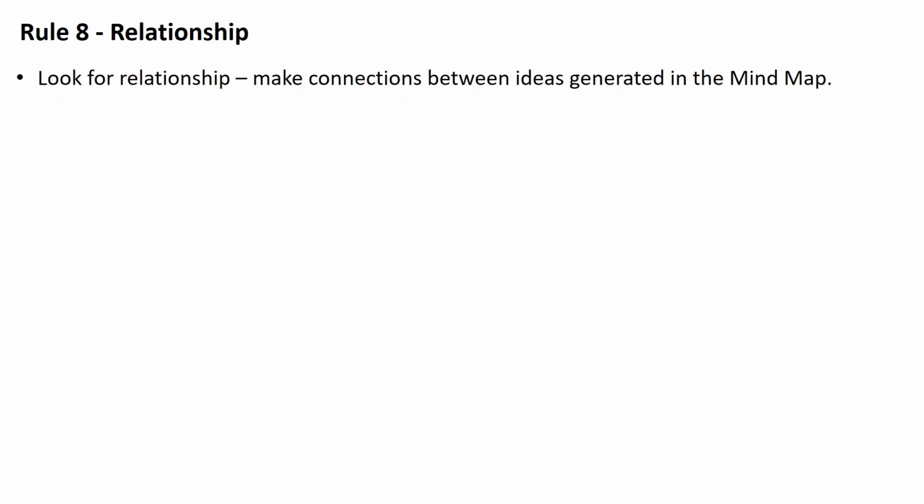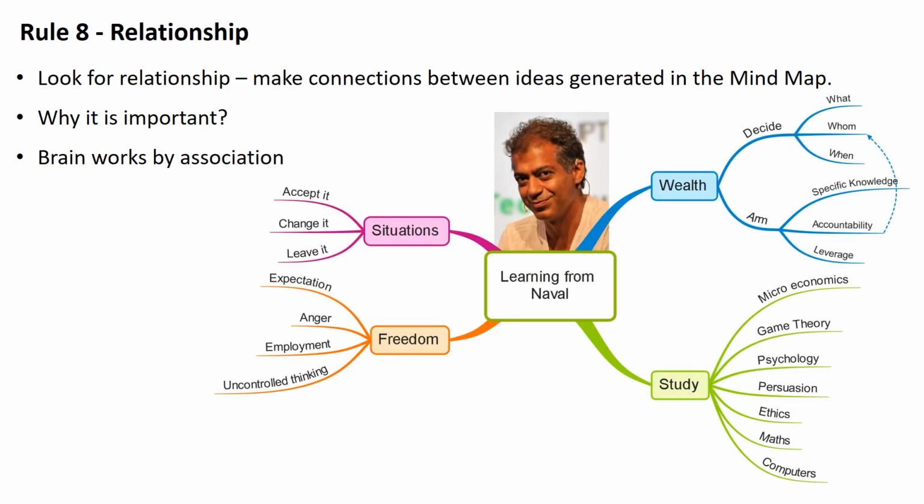Rule 8, make connections or relationships. Look for a relationship between different objects in a mind map and connect them. Why it is important is the brain works by association, and by connecting related ideas you are able to connect the bigger picture and able to retain the information. Suppose in this example the accountability was somehow related to whom you have to be accountable, then I can connect both of these by a dotted arrow, as you see in the image.